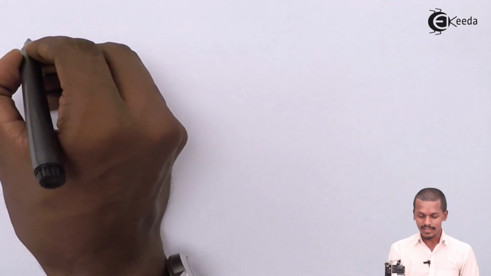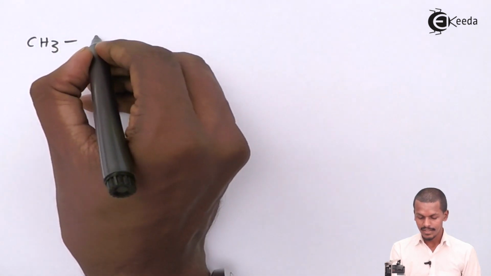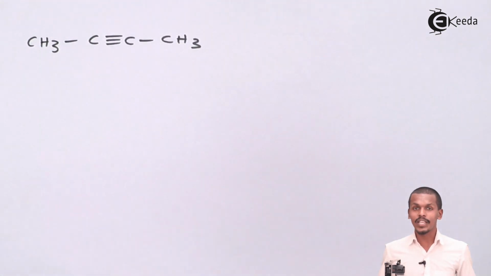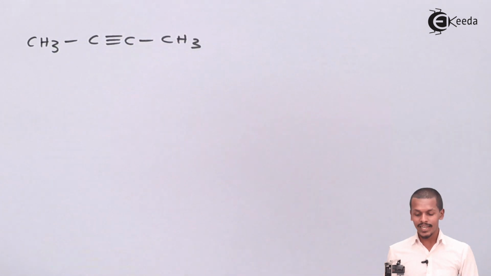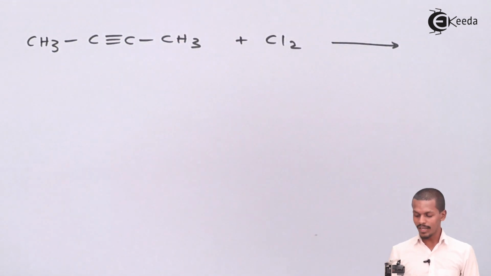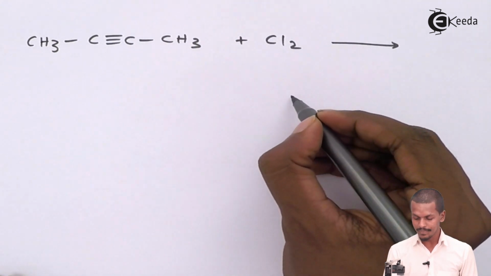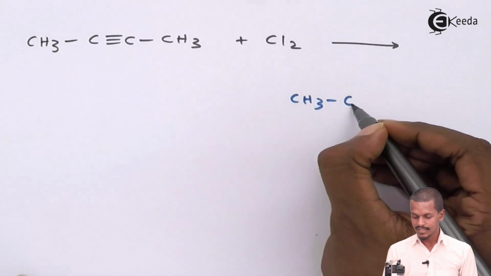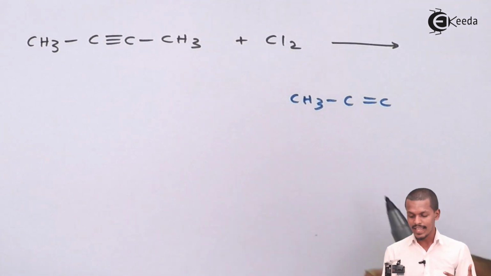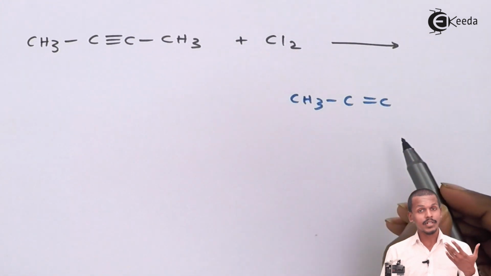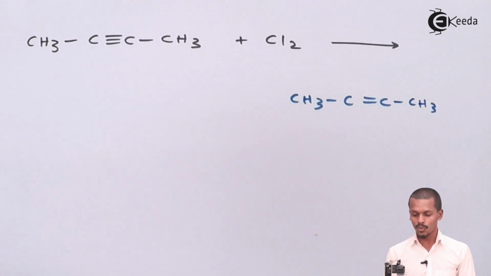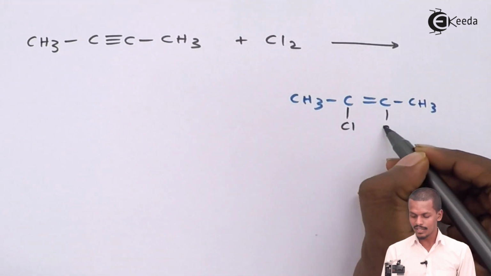Suppose we have a molecule like this one, that is known as but-2-yne, and suppose but-2-yne is being reacted with Cl2. So in this process, what would we obtain? We would obtain CH3-C=C-CH3, because this is again a kind of addition reaction, and that's the reason the triple bond would break into a double bond, and here we could see that two chlorine atoms would be attached over here.